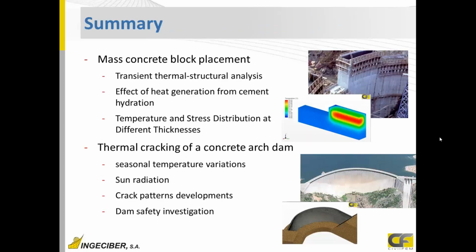The examples we are going to see: first, an example about the mass concrete block placement, where we analyze a transient thermal structural analysis and the effect of heat hydration. We will calculate the maximum thickness that we can have for the new block, considering temperature and stresses inside the model. The next example will be an arc dam and the effect of seasonal temperatures on the dam. During 2 years, the effects of cold and warm temperatures on the dam, and the crack developments and movements.